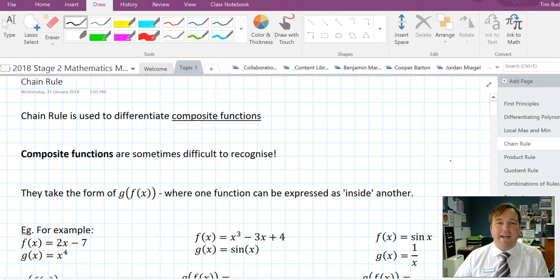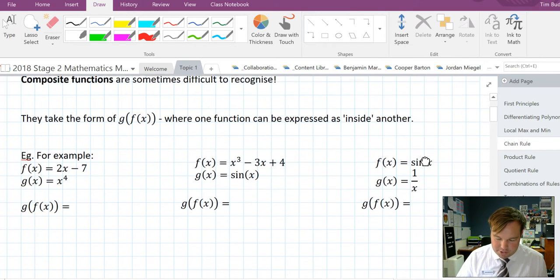Today we're looking at the chain rule. Now, the chain rule is probably the most important rule in calculus. It is used all the time when we have composite functions. So composite functions is where there's one function essentially nestled inside another. And you'll have looked at this briefly last year.